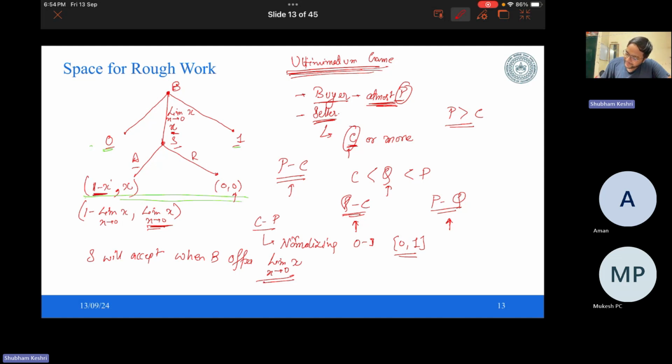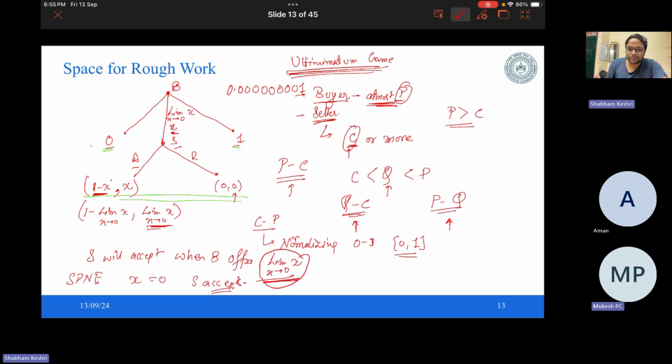Now, limit X tends to 0 will actually not exist. What value will you give? You can give 0.0000, you can go on and on and on, right? So instead of this, the subgame perfect Nash equilibrium of this game becomes X equals 0 and S accepts. All right.